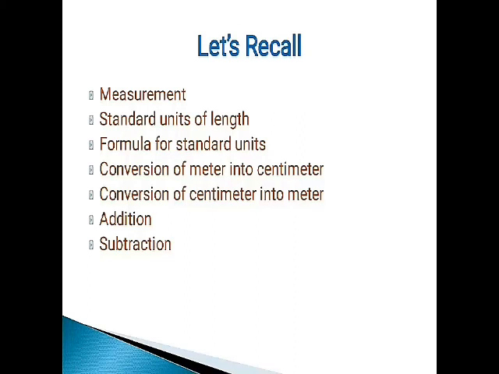Students, let us recall what are the topics today we saw. First we saw measurement. Next we saw standard units of length. So what are the standard units we saw, dears? Yes, millimeter, centimeter, meter, then kilometer. Then we saw formula for standard units. Next we saw conversion of meter into centimeter. Next we saw conversion of centimeter into meter. Then addition. Then subtraction. Understood, dears?